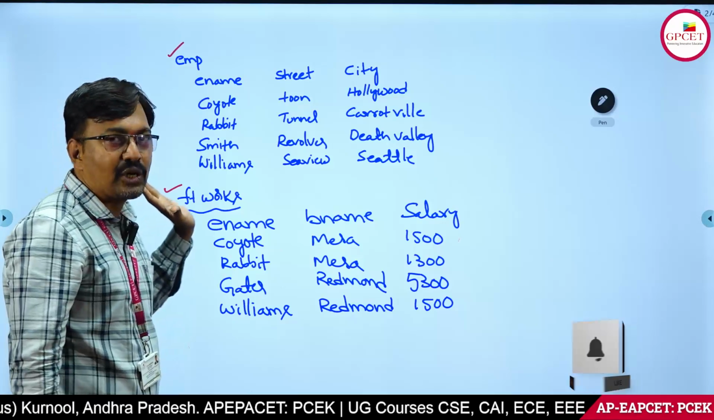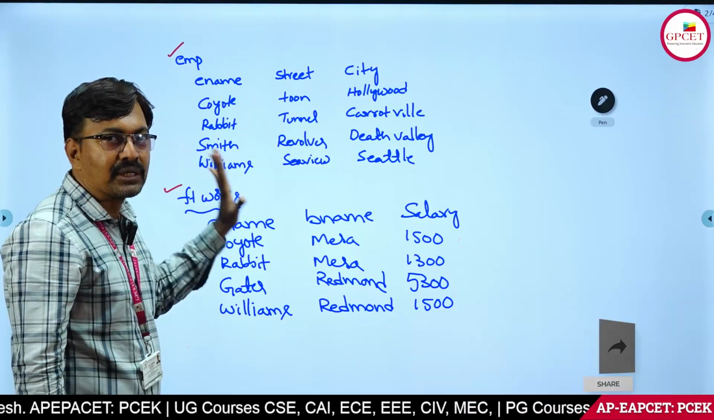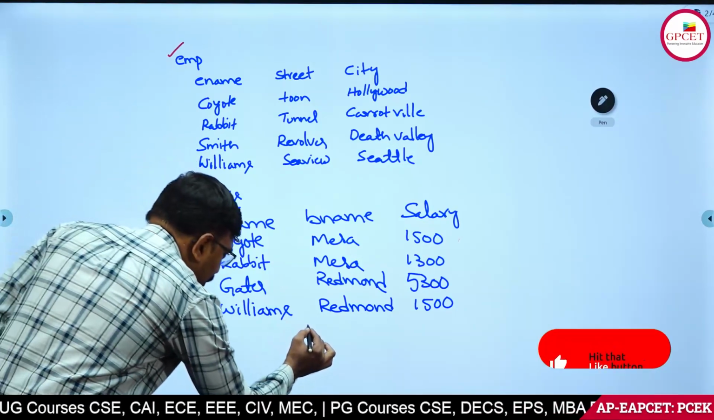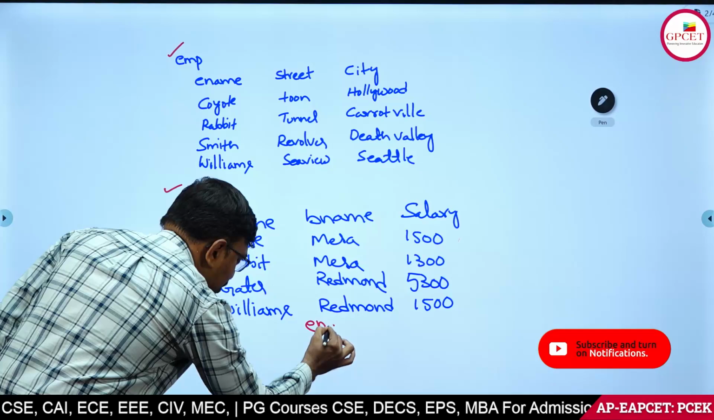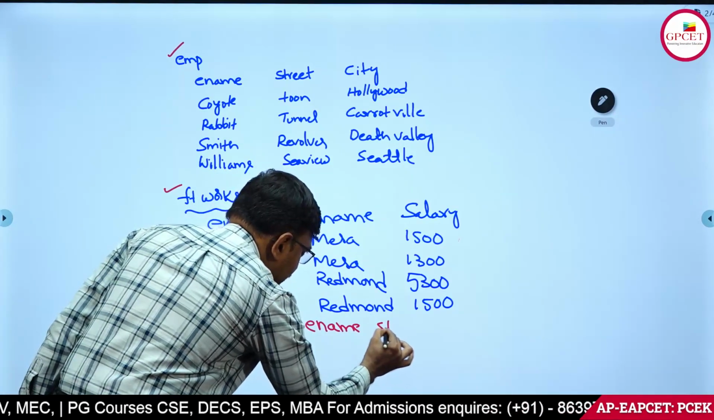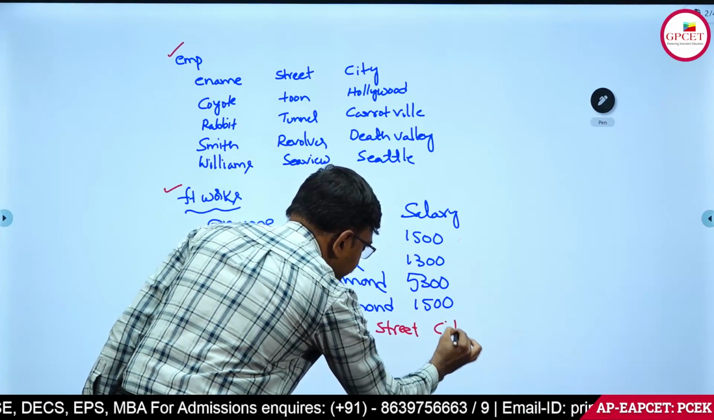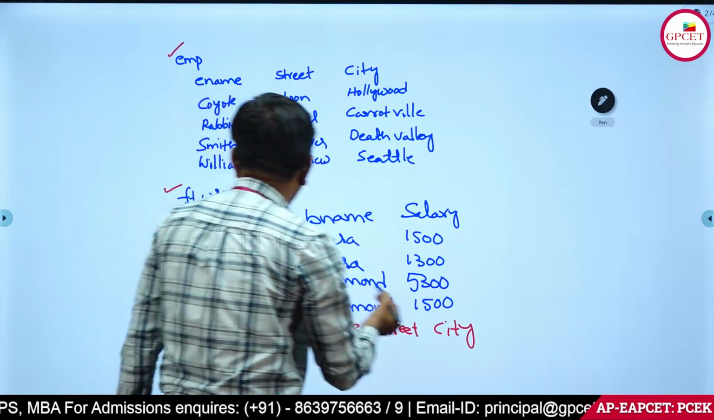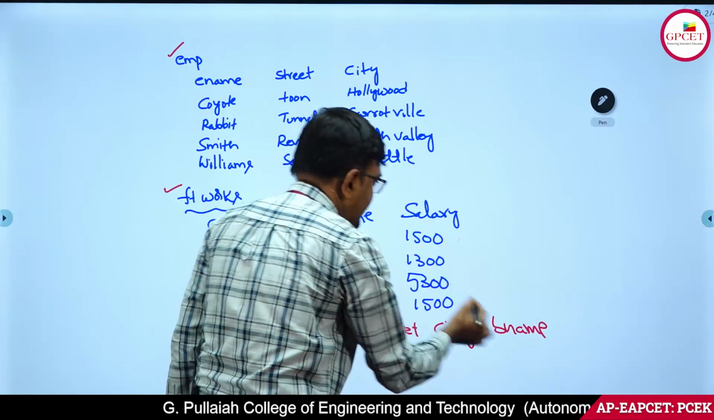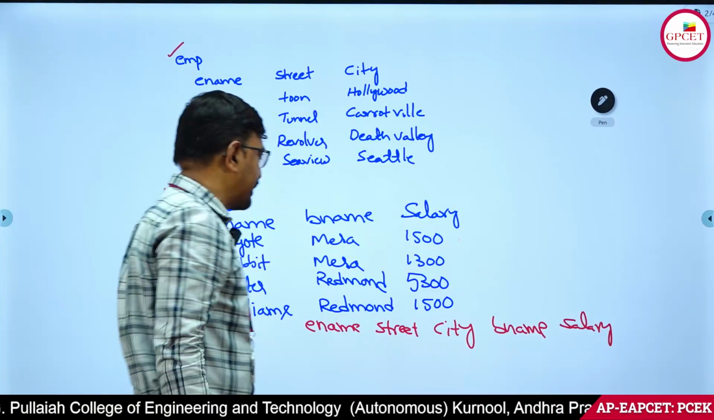Employee name is common in two tables. That's why common values in common columns is nothing but a join operation. Observe here, what is that output? A simple output of the join operation: employee name, and then street, and then next city, and then next branch name, and the next salary. Keep in mind, joins play a very important role.